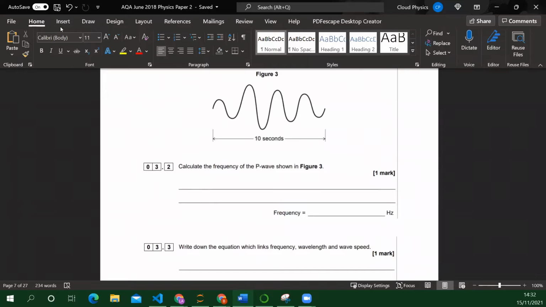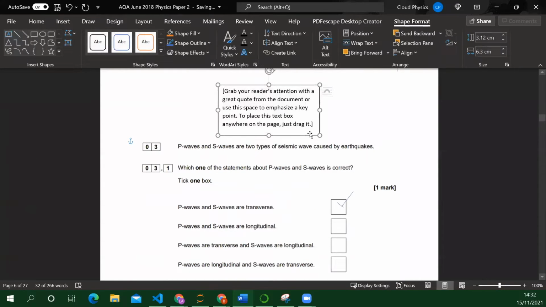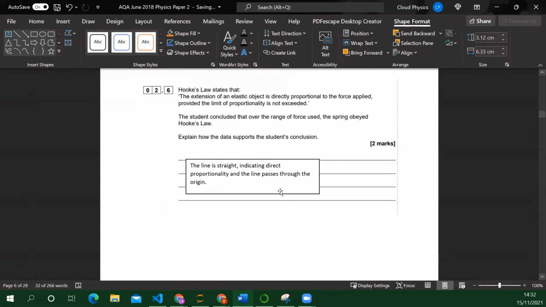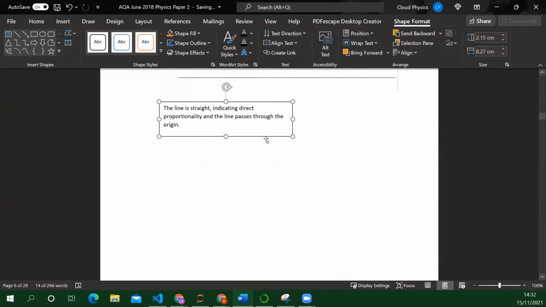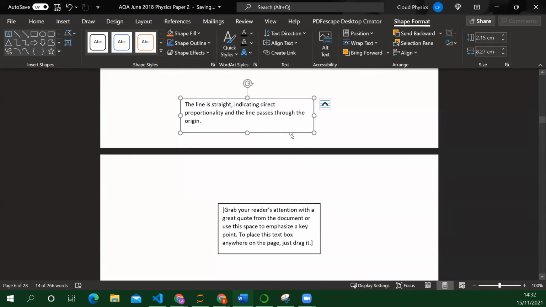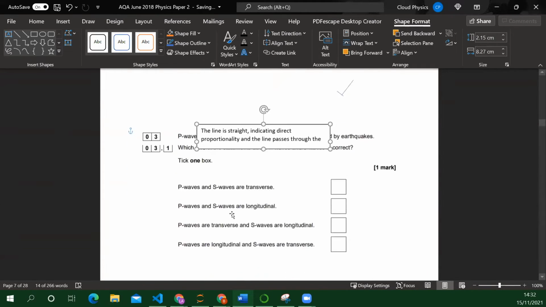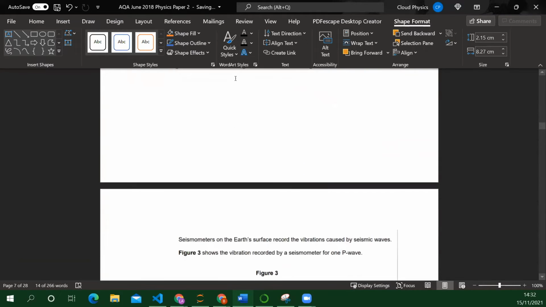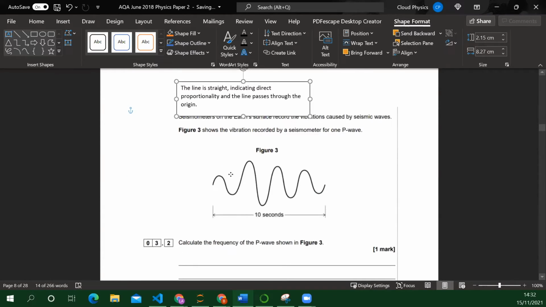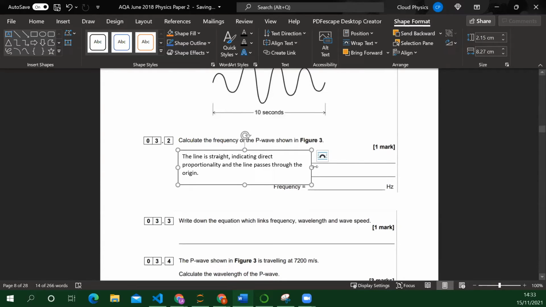Let's just write this down. So I'm going to insert a text box and start working something out. I'm figuring out how to do this now. I've got two text boxes. Oh well, hang on. Let's go down. Okay, there.